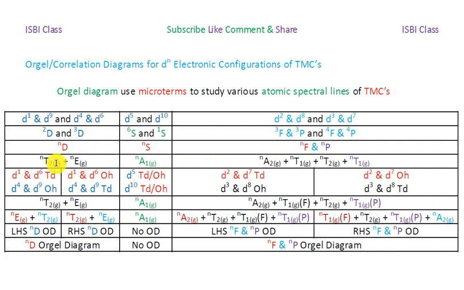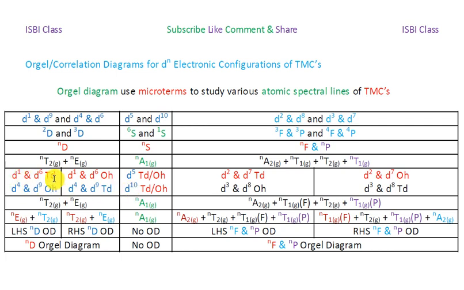I am writing the g in brackets in these microterms because, if it is for tetrahedral, the g is dropped. If it is for octahedral, the g is retained in the microterm notation. That's why I am writing this g in brackets. Let us see the electronic configurations with respect to tetrahedral and octahedral.